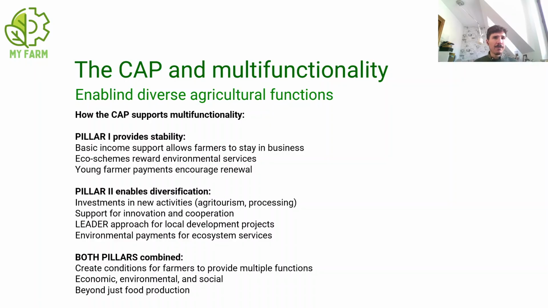develop local action strategies. And also you have additional environmental payments for ecosystem services, so for practices that go beyond the eco schemes and beyond the conditionality. So both pillars combined create conditions for farmers to provide multiple functions that cover economic, environmental, and social objectives beyond just food production.